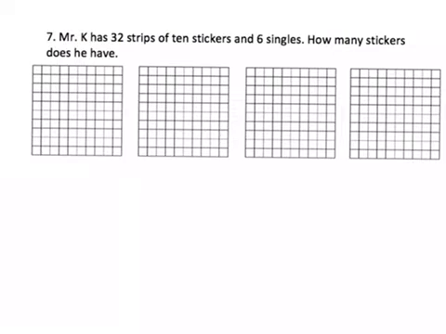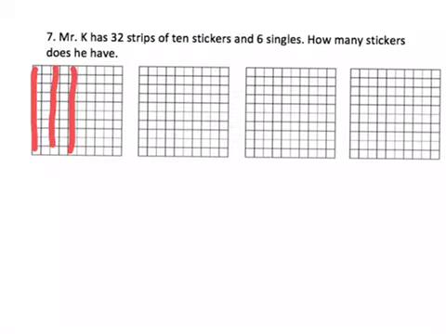Mr. K has 32 strips of 10 stickers and 6 singles. How many stickers does he have? All right, so I'm going to draw a picture of 32 tens. How many tens is this? Guys? 10. That's 1 ten, not 10 tens. It's 10 singles. But how many tens did I just color in? 1. All right, how about now?